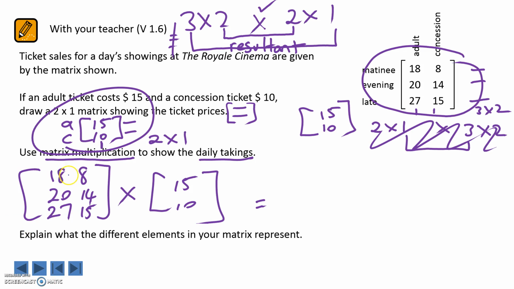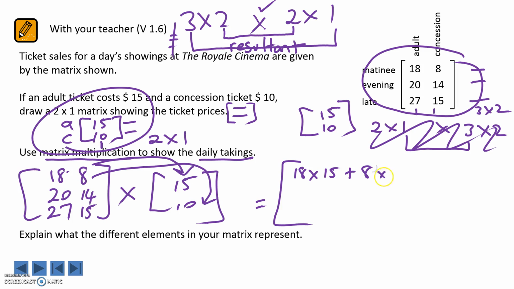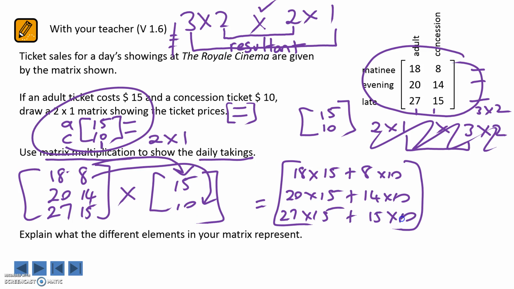Okay, so let's actually do that. So remember how we do that is it would be 18 times 15 plus 8 times 10. And then again 20 by 15 and 14 by 10, and 27 by 15 and 15 by 10. So there's our working column.